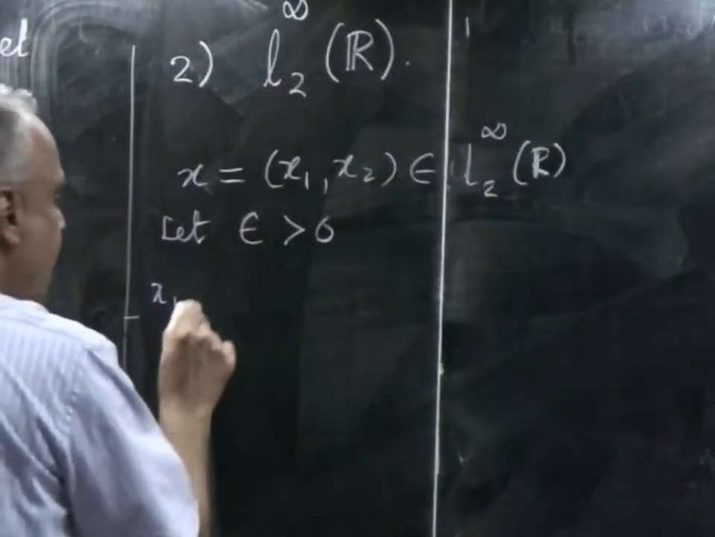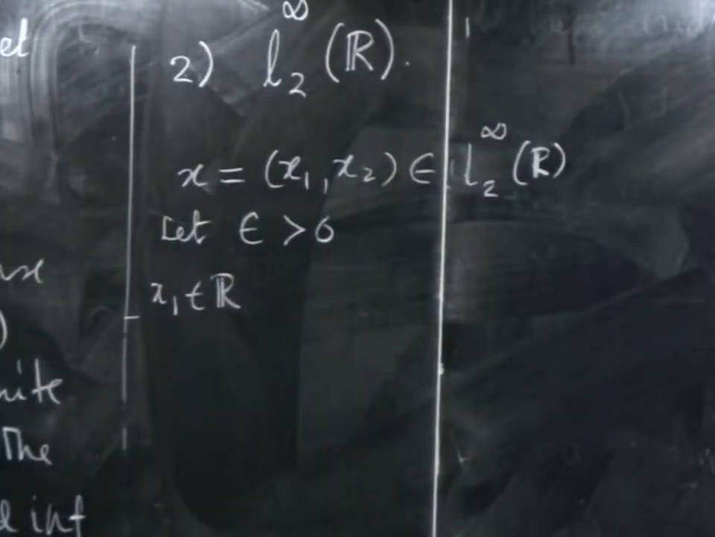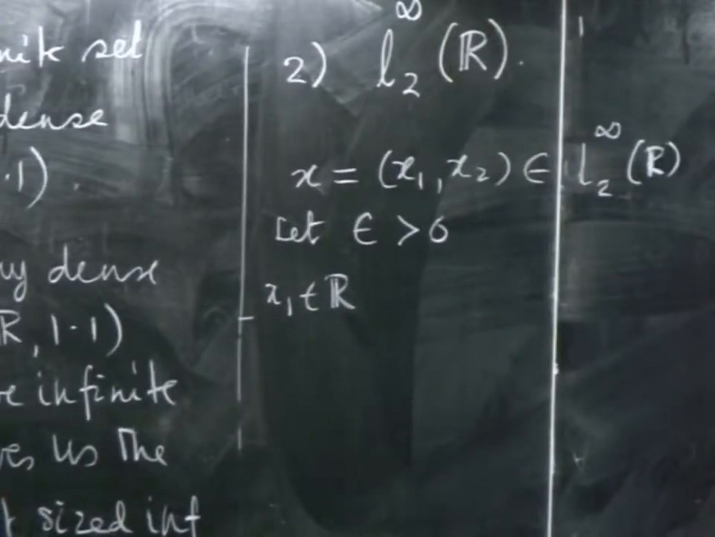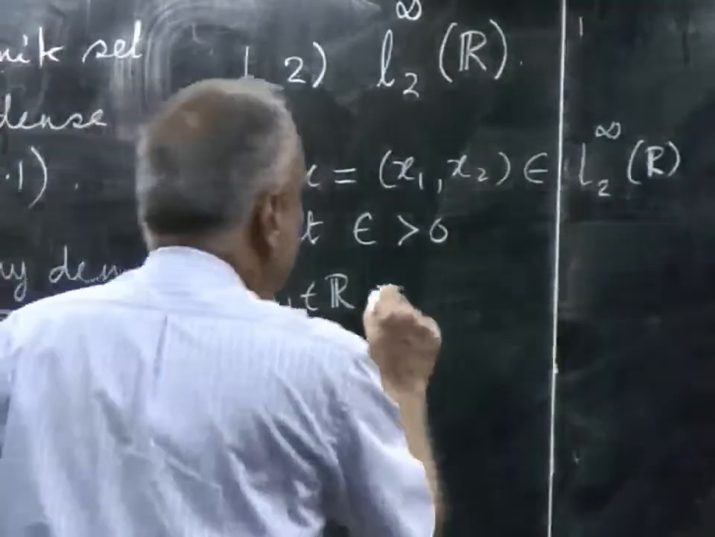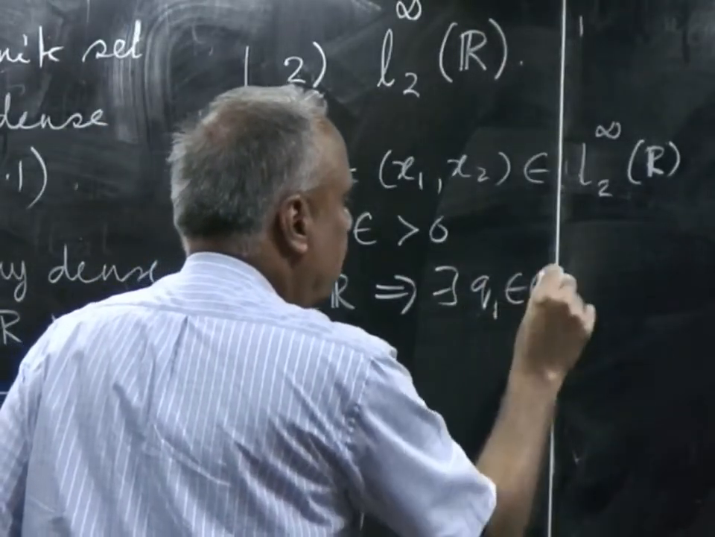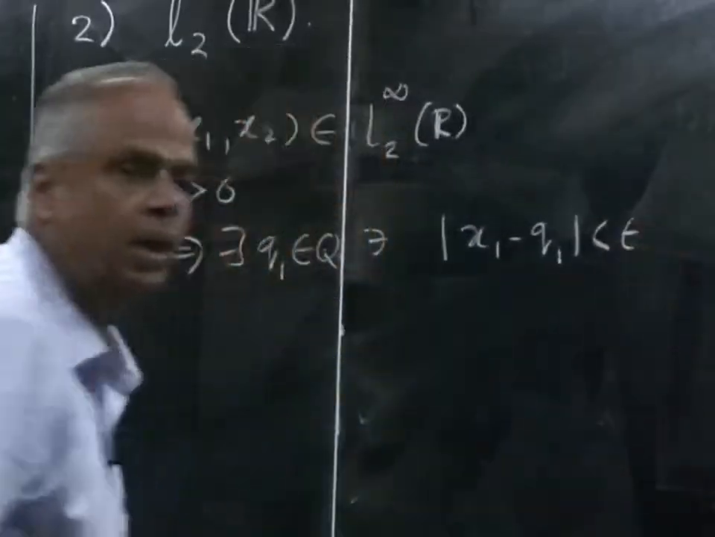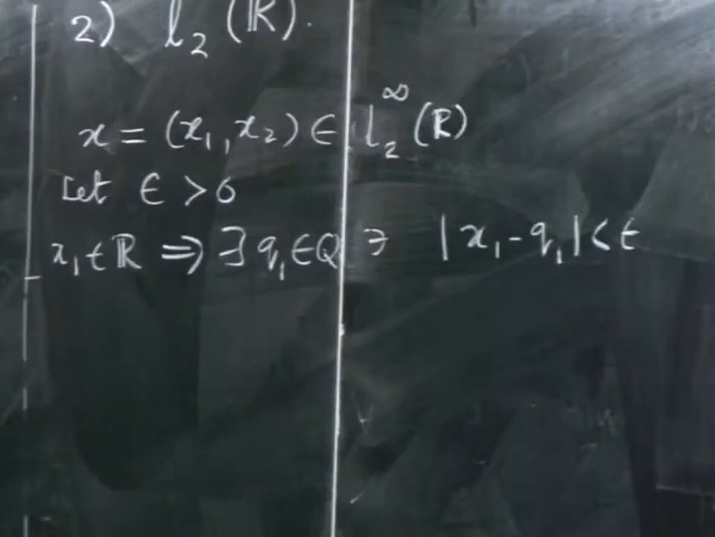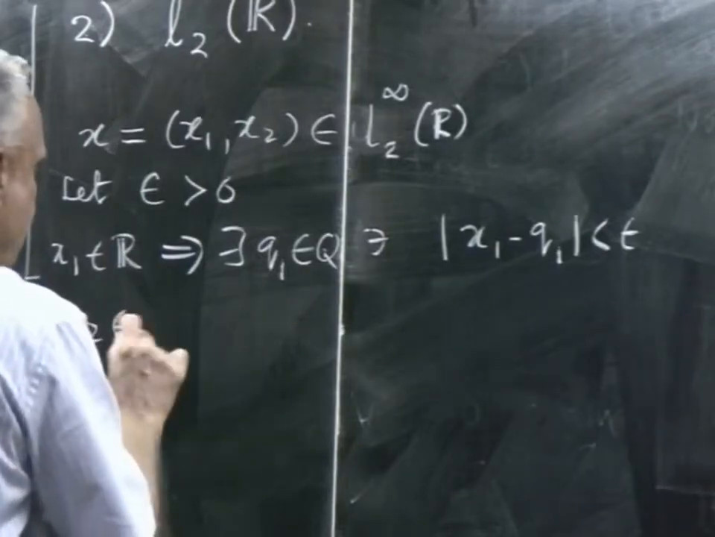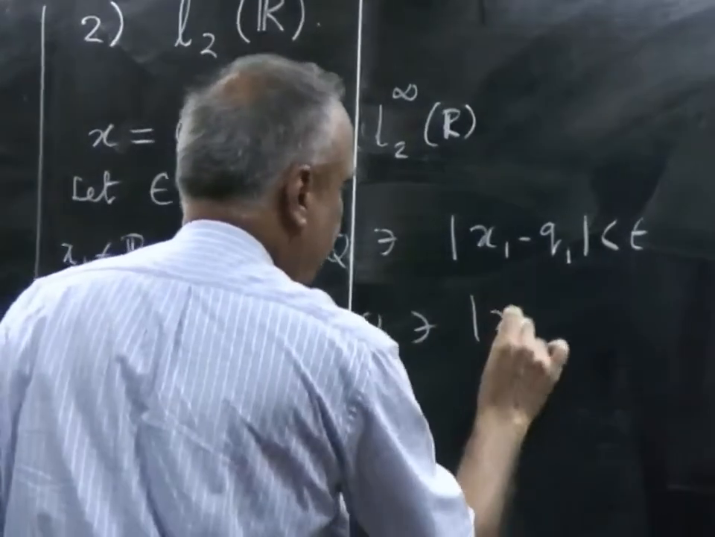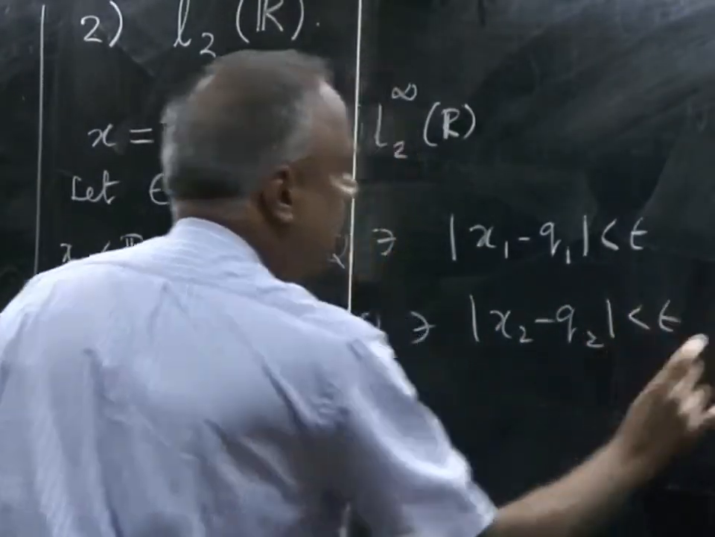Right. Now x1 is in R, because the components of the vector are real numbers. The moment I have a real number, I can approximate it by a rational number. This implies there exists a rational number q1 in Q such that |x1 minus q1| is less than epsilon. This is by example 1: Q is dense. Similarly, the second component is in R, and it can also be approximated by a rational number within the error epsilon.